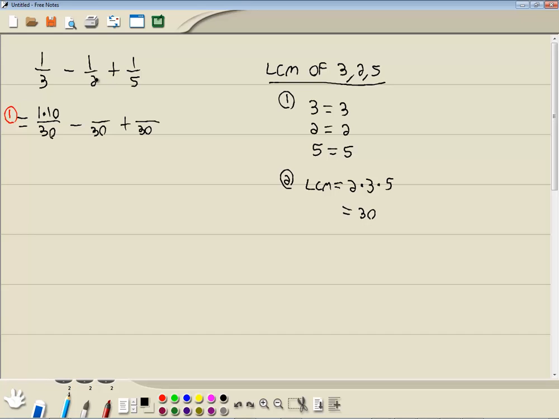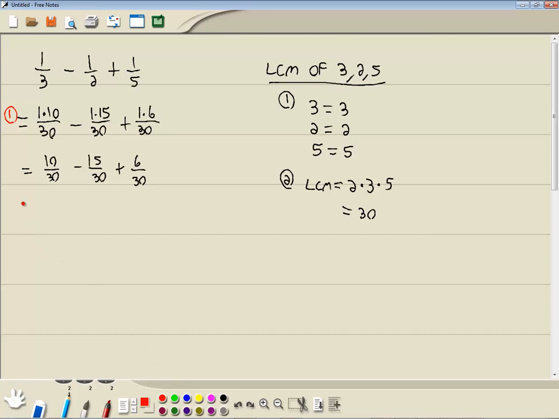Now our second fraction here, we multiplied the bottom part by 15 to get our new denominator, so we're going to multiply the top part by 15. And our last fraction here, we multiplied the bottom part by 6, so we're going to multiply the top part by 6. So we're going to get 10 over 30 minus 15 over 30 plus 6 over 30.